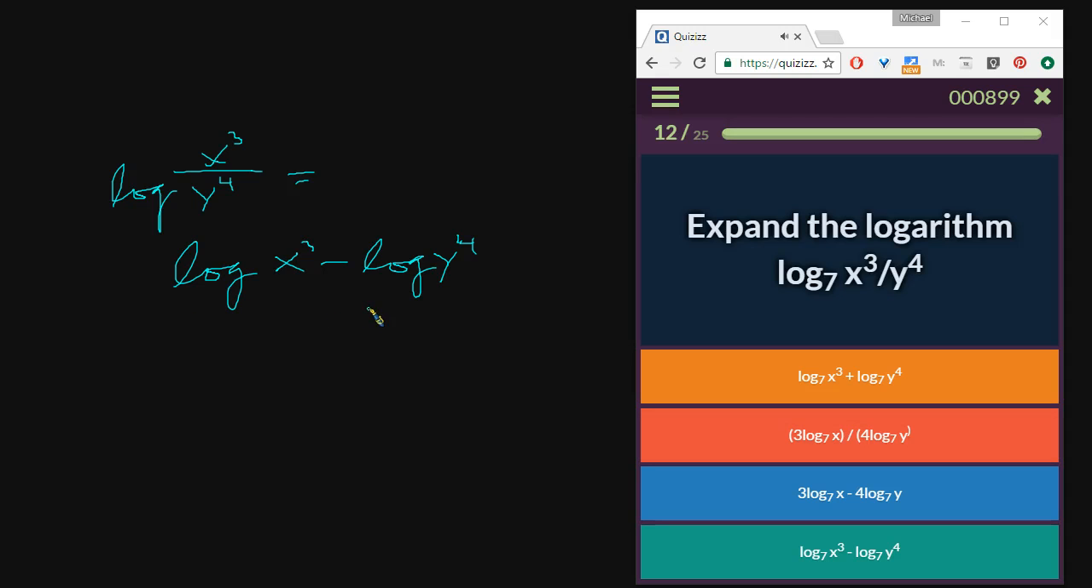In fact, it almost looks like a trick question here, because I think this is one of the answers. Yeah, see, it's right there. But that's not expanded enough. We want to expand fully. So we've got to get those exponents out in front. It'll be 3 log of x minus 4 log of y. And again, I don't like always writing all those bases, but base 7, base 7. I think this one looks like it.